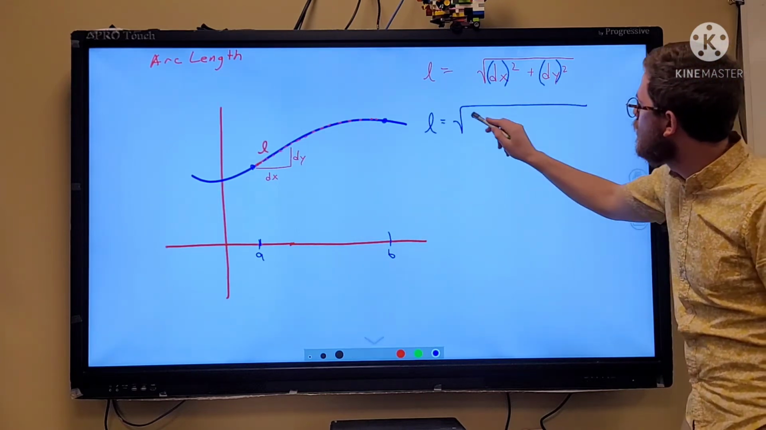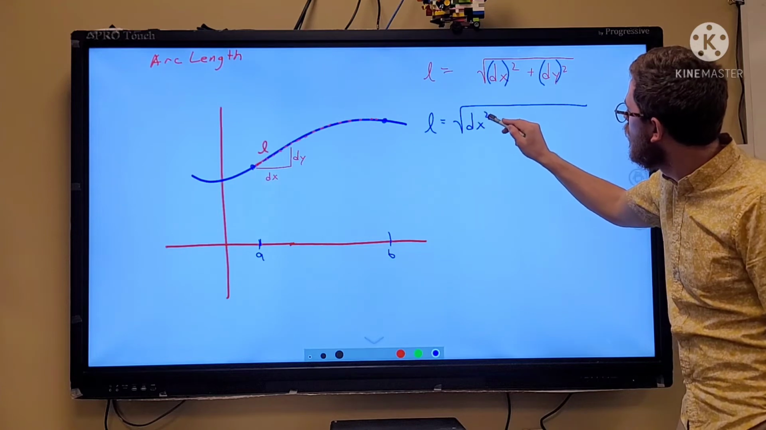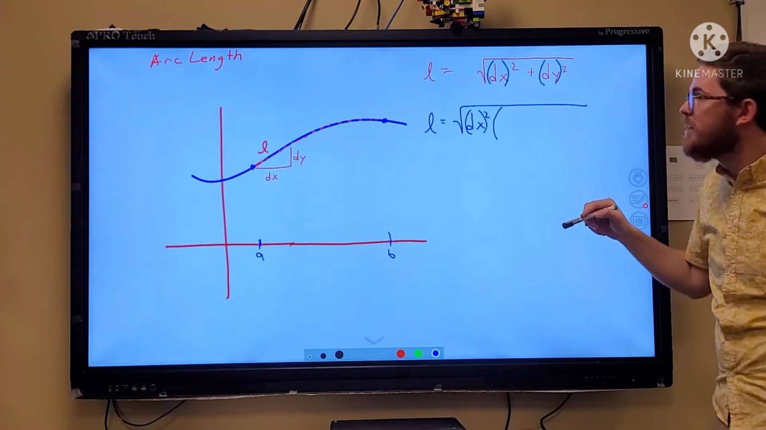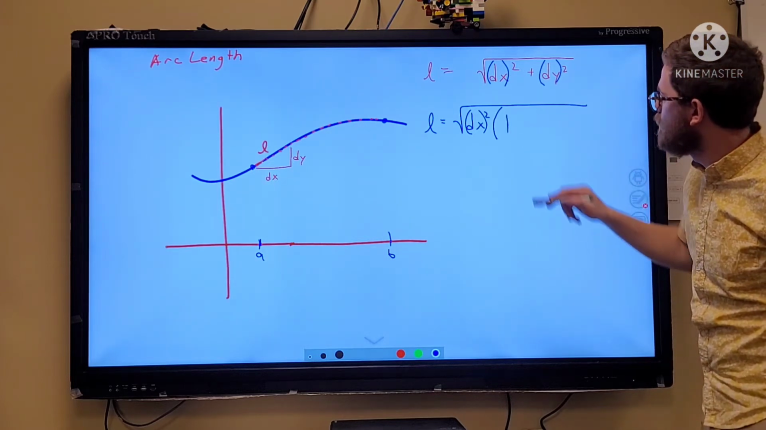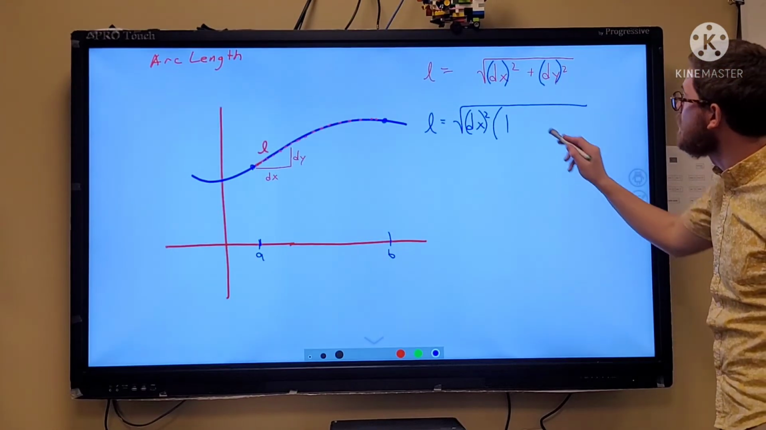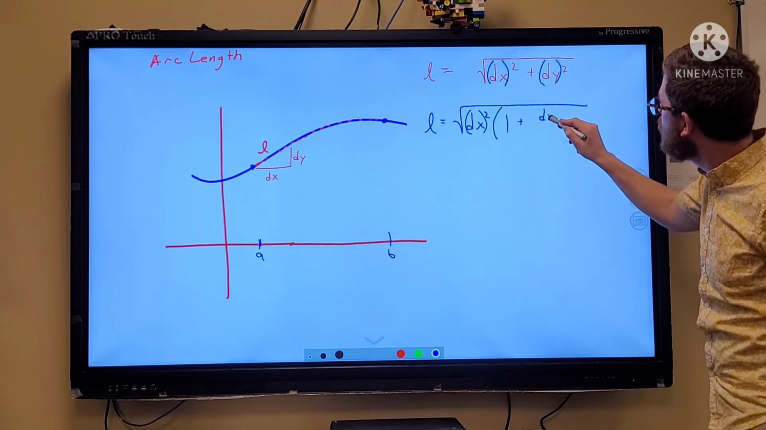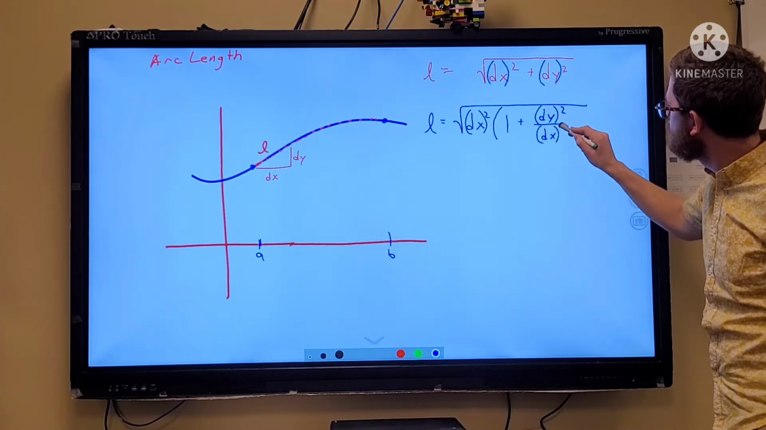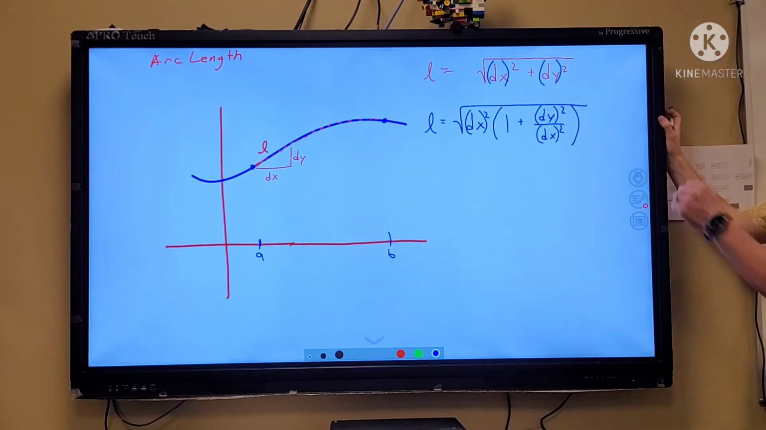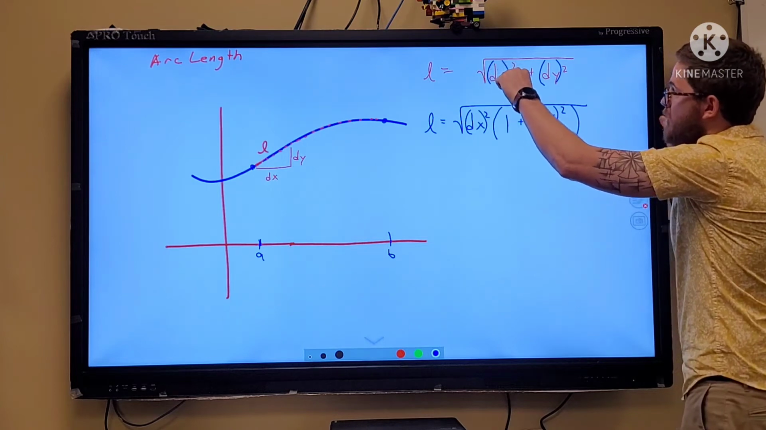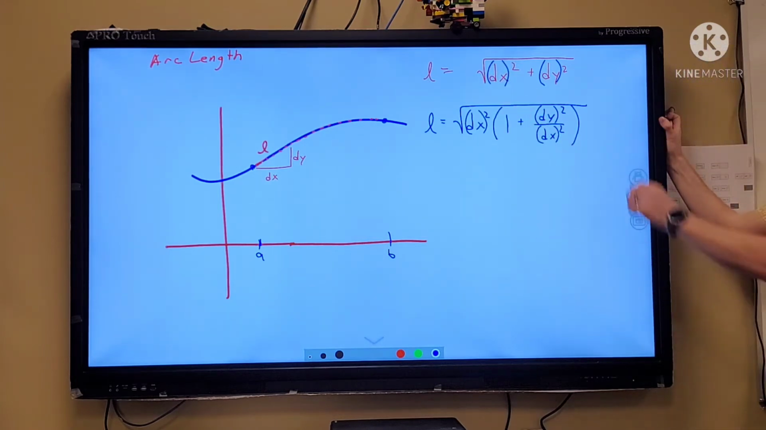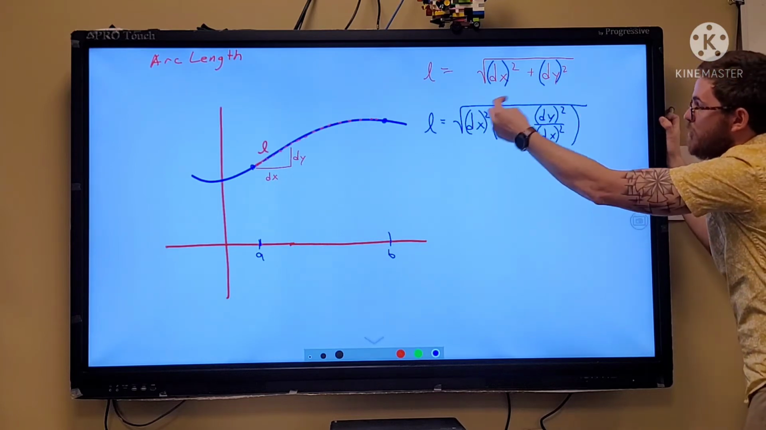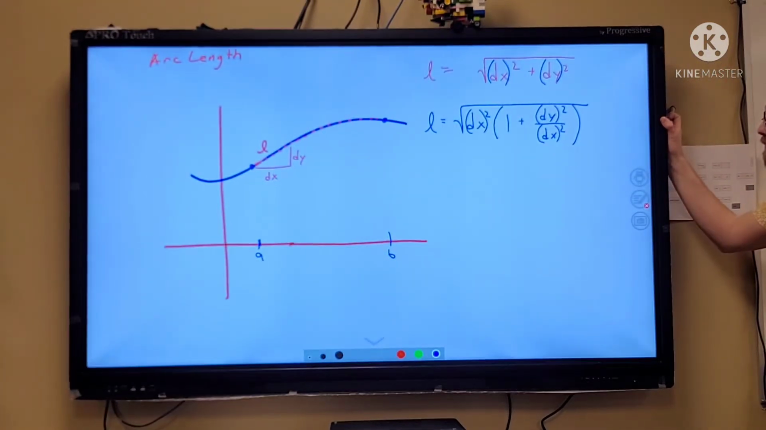Inside our square root, we're going to factor out a dx squared. Why do we want to do that? Well, it will make a lot of sense in a second. When we pull a dx squared out of dx squared, we're left with 1. When we pull a dx squared out of this, that means we have to divide by it. Notice if we were to distribute back in, we'd have that dx squared on the bottom.